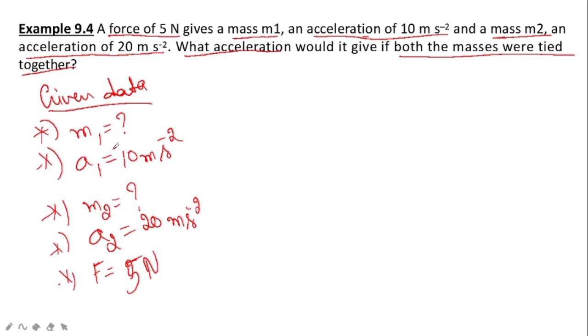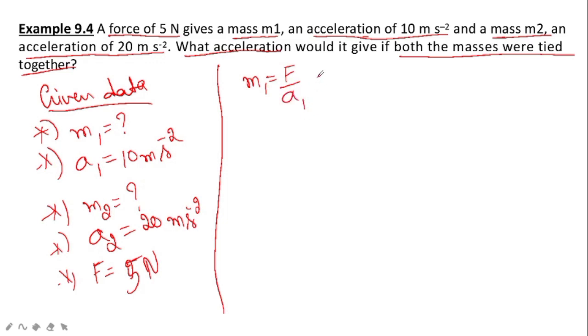Now the question is, what acceleration would it give if both the masses were tied together? That means m1 plus m2. But to add this m1 and m2, we don't have values of m1 and m2. That means we have to find m1 and m2, right? So let us find this first. So we know the formula of force according to Newton's second law of motion, and for the first mass it is m1 equal to F by a1, right?